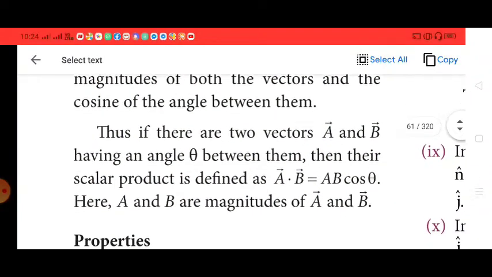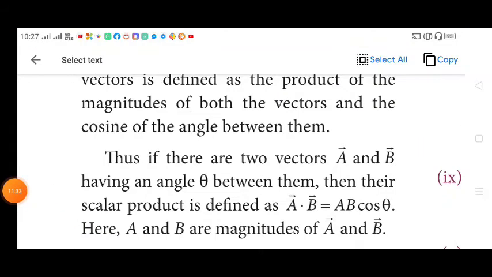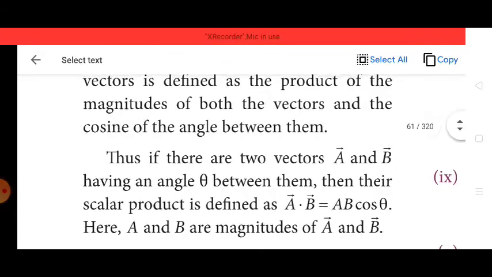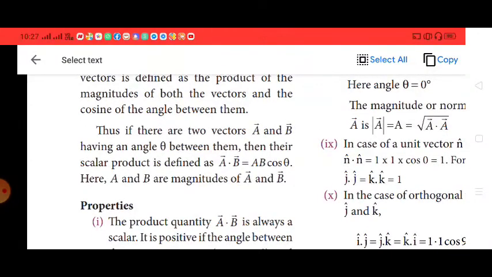So if there are two vectors, A vector and B vector, having an angle theta between them, then their scalar product is defined as A dot B equals AB cos theta. Here A and B are the magnitudes of A vector and B vector.